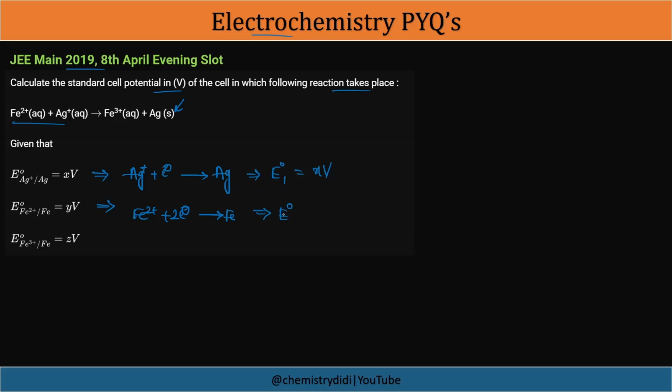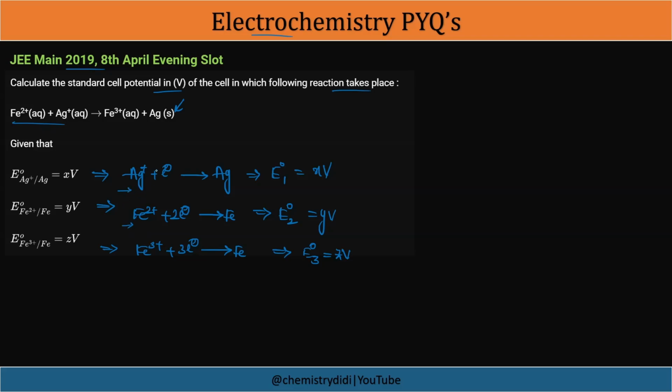and here the cell potential E naught 2 is Y volts. And here again Fe3 plus, by gaining 3 electrons, is getting converted to Fe, and its electrode potential is, let's say, E3, which is Z volts. Now just see, Fe2 plus and Ag plus are on the left side. So you need Fe2 plus and Ag plus on the left side.